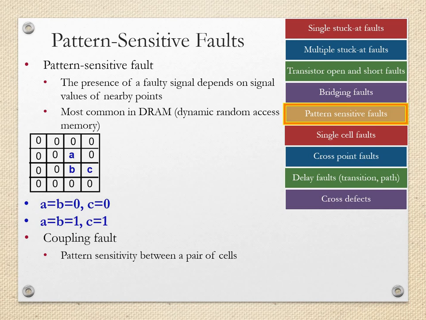So the presence of a faulty signal depends on signal values of nearby points. So nearby points all are logic 0. So these points may also get shorted to logic 0 or may get shorted to logic 1. Most common is in dynamic random access memory. Such types of faults are more common. There may be a coupling fault, like pattern sensitivity between a pair of cells, like A is equal to B. So that may happen, that the A and B values will always change simultaneously. So that is called the pattern sensitive fault.